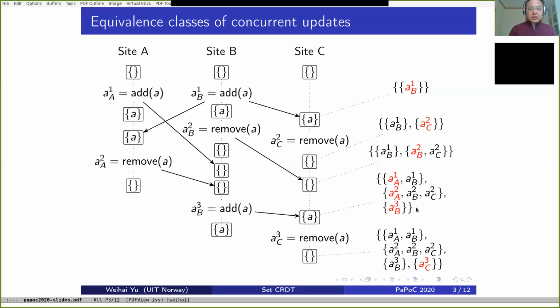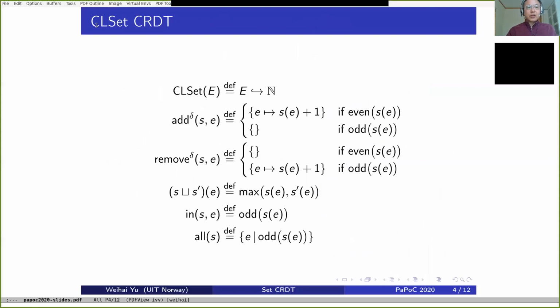This gives us the design of a new set CRDT, which is called CLSet, or causal length set. Every element is associated with a natural number. When this number is an odd number, this element is regarded as being in the set. For a local update, we simply increment this number by 1. For a merge, we compute the maximum of the causal lengths.